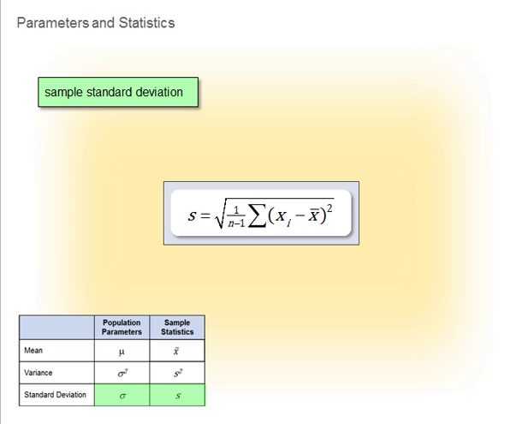The sample standard deviation is another common measure of variability. It is simply the square root of the variance. You calculate the sample standard deviation using the formula shown here. Because it is the square root of the variance, the resulting measure of variability will be in the same units as the data, and therefore the same units as the mean. You can use this statistic to estimate the standard deviation for the population.